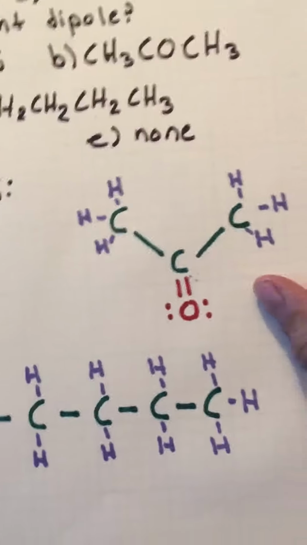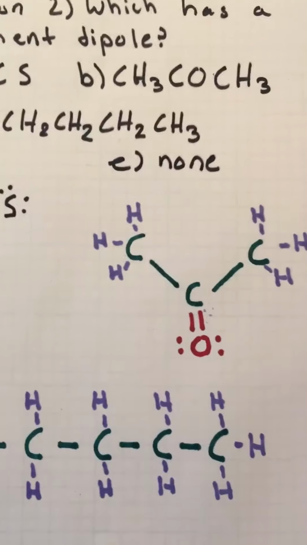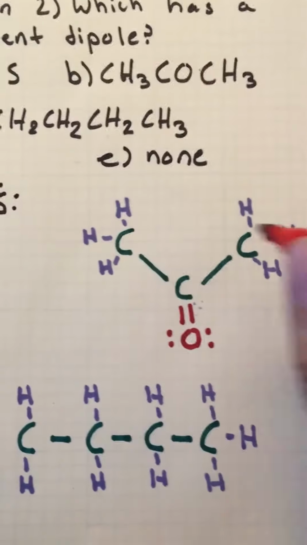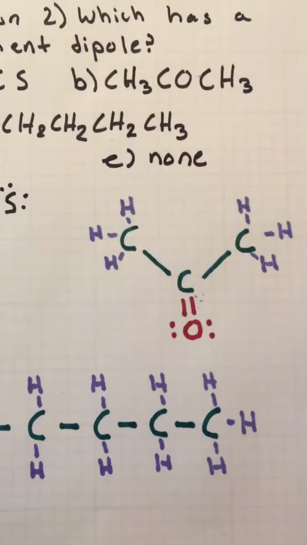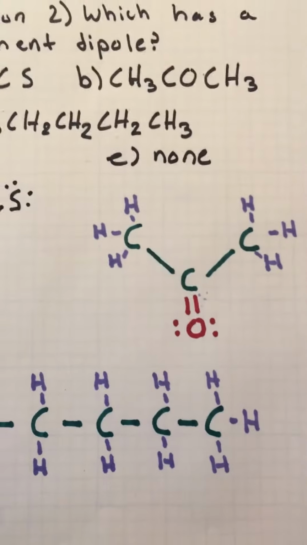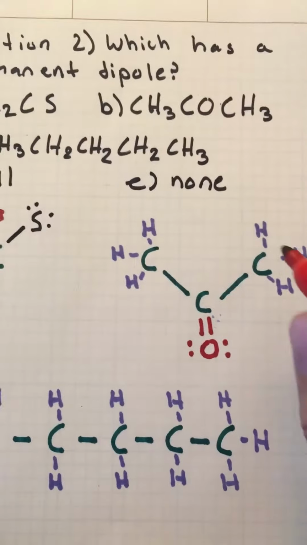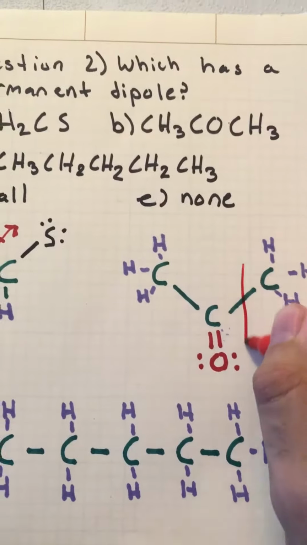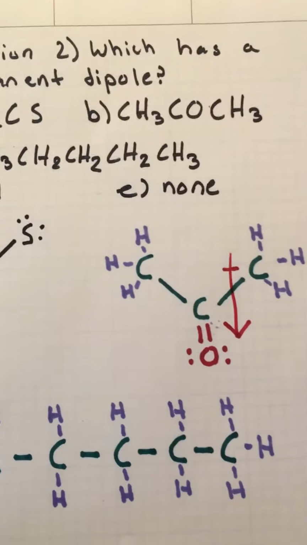But in contrast, let's look at this compound right here. One of the most important things to remember is that whenever you see a compound that includes an oxygen, oxygen is very electronegative. Oxygen likes to hoard all the electron density of a molecule. It tends to do that. So this is going to have a permanent dipole in the direction of the oxygen.